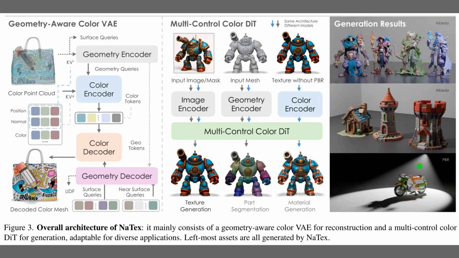So, while Figure 2 highlighted the failure modes of multi-view pipelines, Figure 3 lays out how the new system actually works end-to-end. The left panel shows the geometry-aware color VAE, which turns a three-dimensional color point cloud into compact tokens and then decodes them back to a textured mesh. The center panel presents the multi-control color diffusion transformer, which takes image, geometry, or existing texture encodings and generates new color tokens. The right panel demonstrates that this pipeline supports texture generation, part-based recoloring, and full material rendering with realistic lighting.